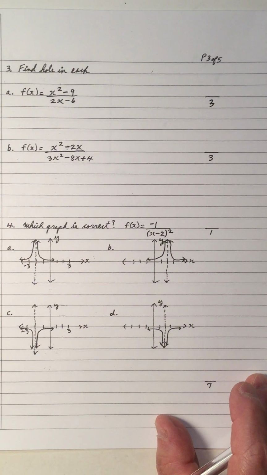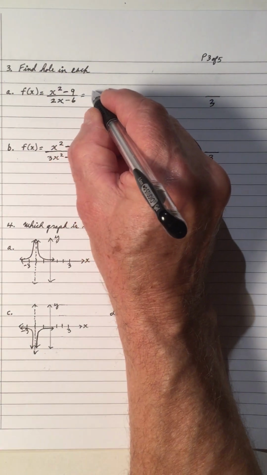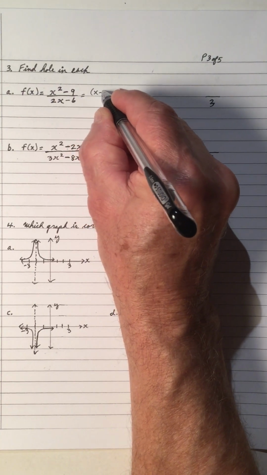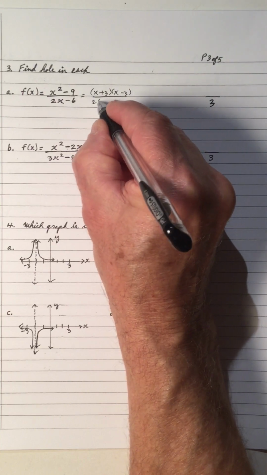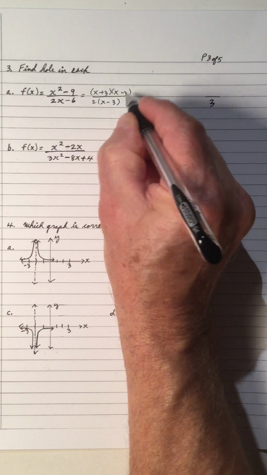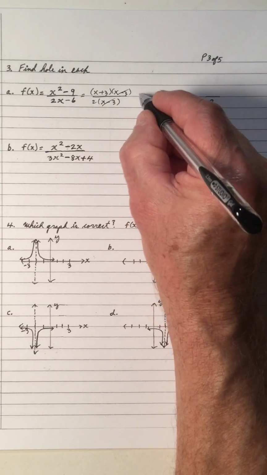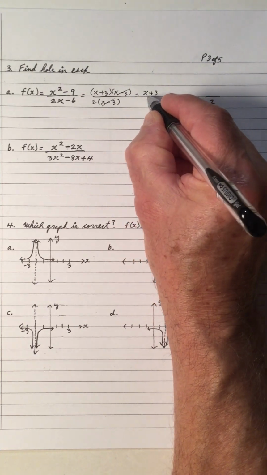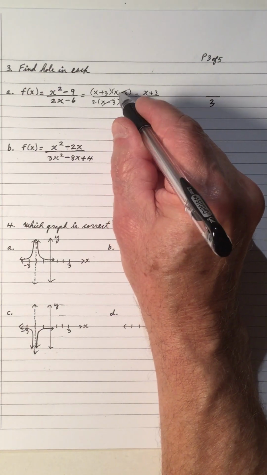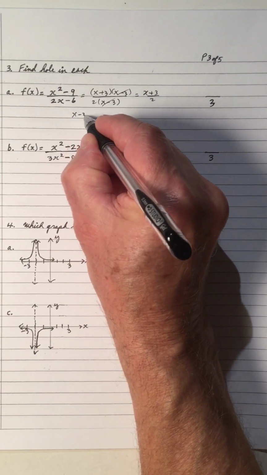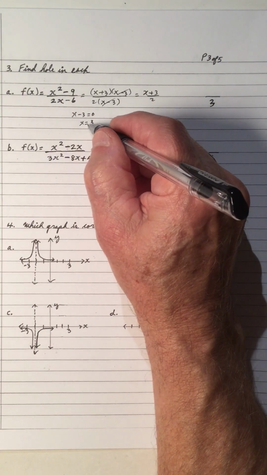Okay, let's continue. Find a hole in each. So the hole. This means we will have a common factor. So x plus 3, x minus 3 is the factorization of the numerator. 2 outside of x minus 3 is the factorization of the denominator. x minus 3 is common, so x minus 3 cancels out, so we get x plus 3 over 2 when you simplify. But we have to take care of what we cancel out. We're canceling x minus 3 equals 0, so we're canceling out x equals 3.